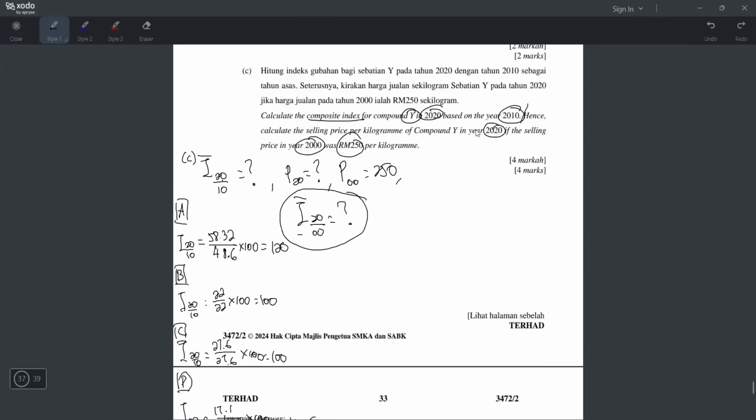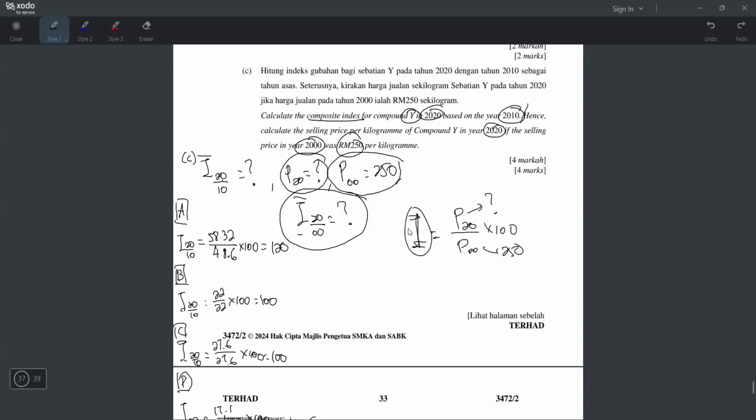But it's not over yet. They also ask you to find the selling price in 2020. This one, when the selling price in 2000 was 250. So if you want to find price, you need to use the first formula, the price index formula. But the problem with the price index formula is you will masuk price 2020 here, price 2000 here, times 100. And then this one you tak ada lah. This one you have 250, and you need to have the I.